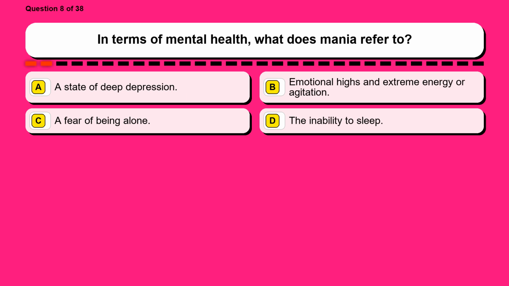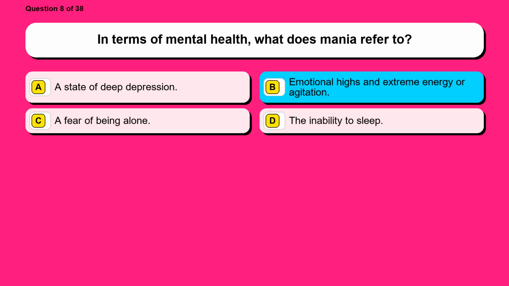Question 8. In terms of mental health, what does mania refer to? Option A. A state of deep depression. Option B. Emotional highs and extreme energy or agitation. Option C. A fear of being alone. Option D. The inability to sleep.